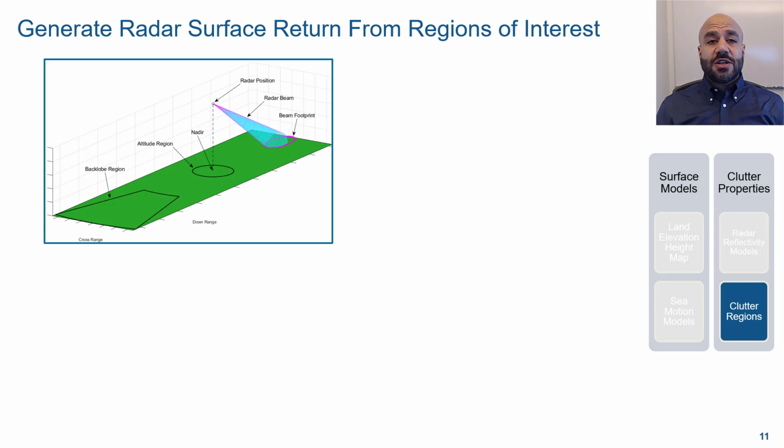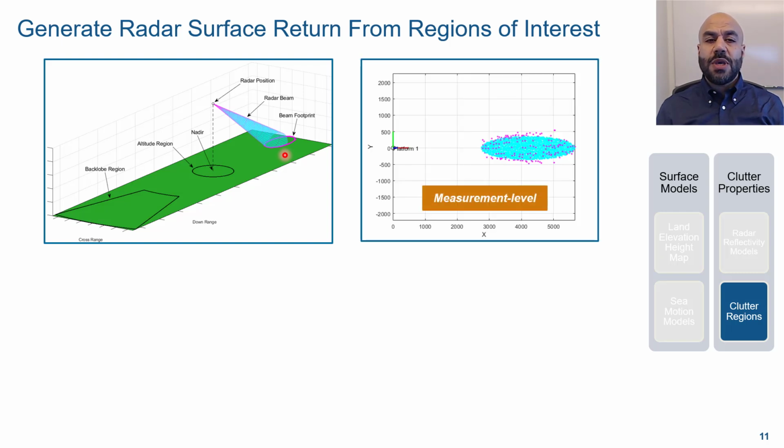You can generate radar surface return from different regions of interest. Here we are looking at an airborne radar, looking at the surface of a flat surface with its beam footprint projected on the ground. The radar scenario automatically generates returns from the main beam footprint. Here we are looking at the measurement level model output, which are the detections shown with the pink dots. The blue area is showing the beam footprint of the radar projected on the surface.